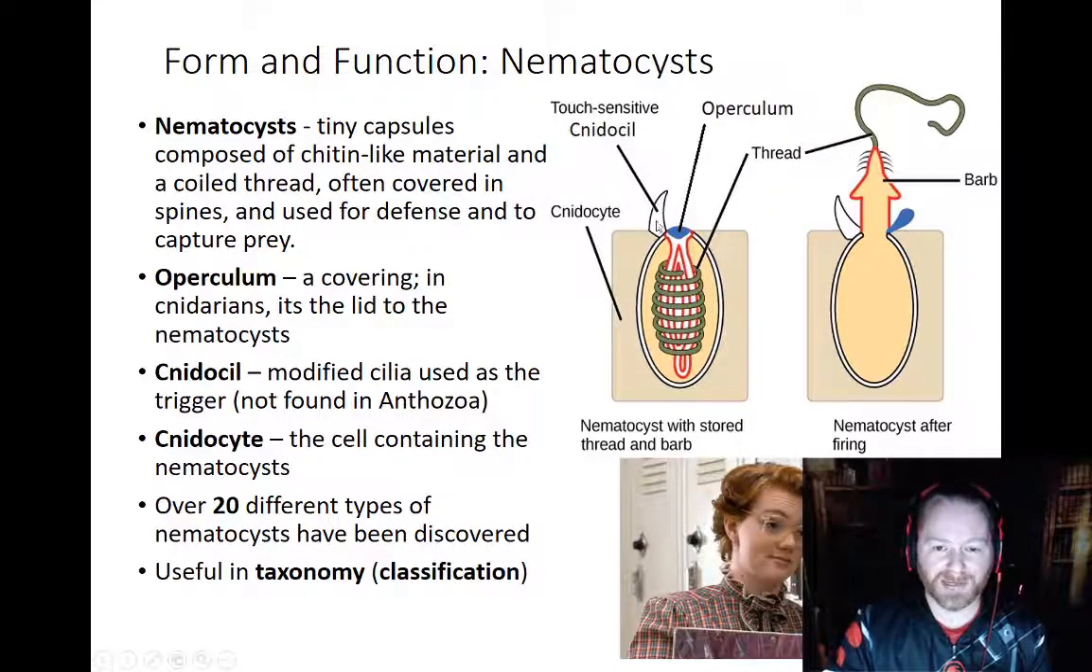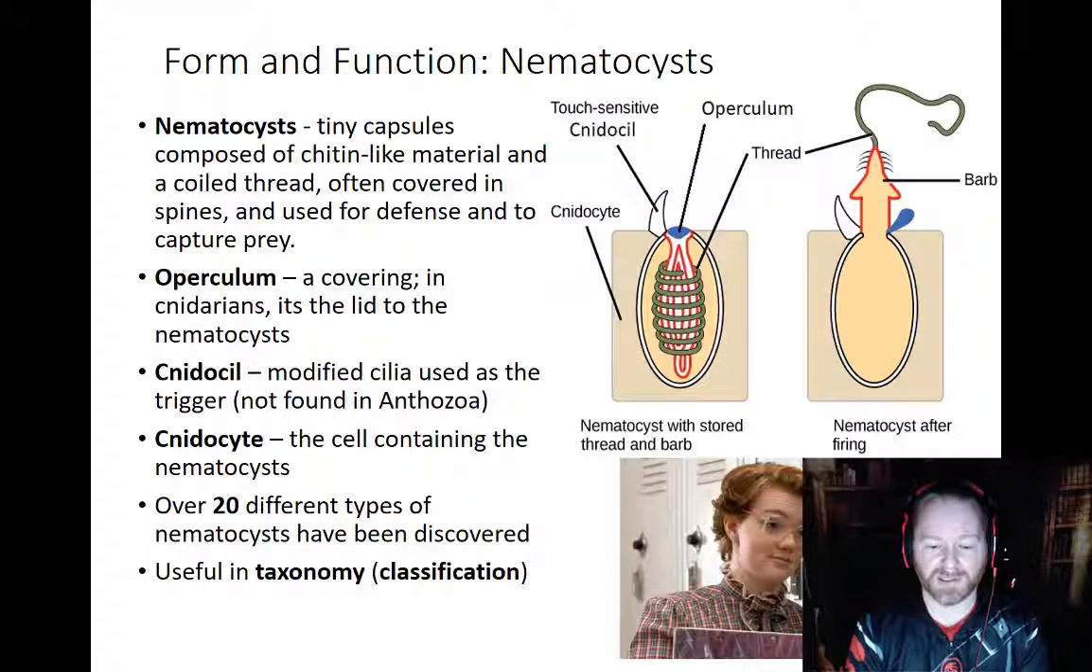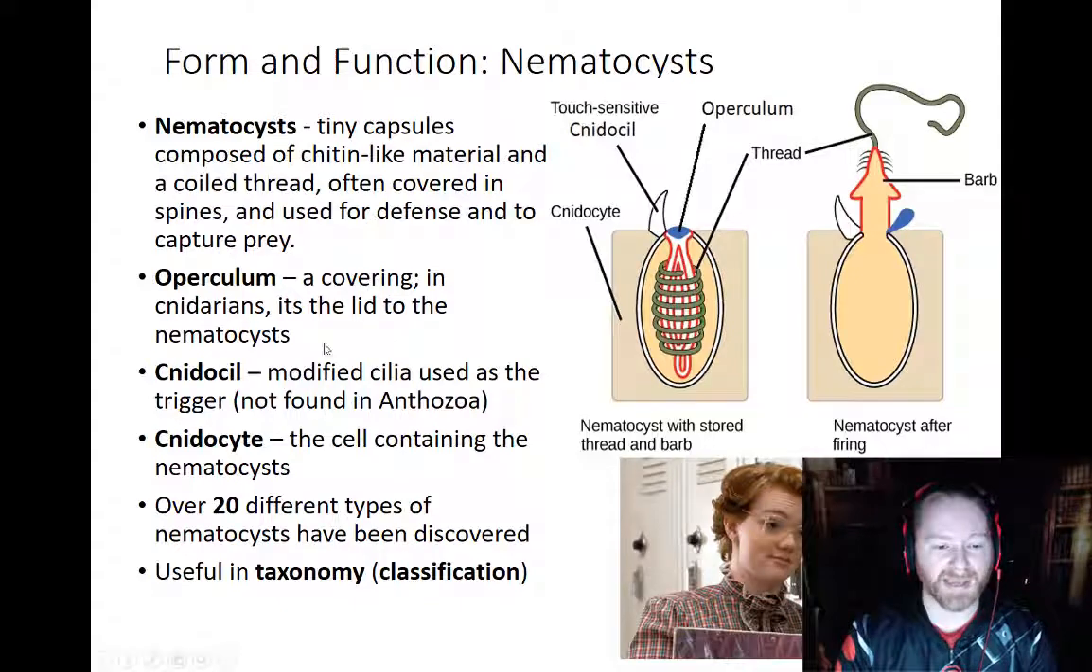Sticking out from that is a cnidocil. A cnidocil is simply a trigger that, once disturbed, will pop open the operculum and release the pressure that's inside, because nematocysts usually have a high amount of pressure inside of them, which allows the barb to shoot out like a spear and sting and deliver the venom to their attacker or to their prey.